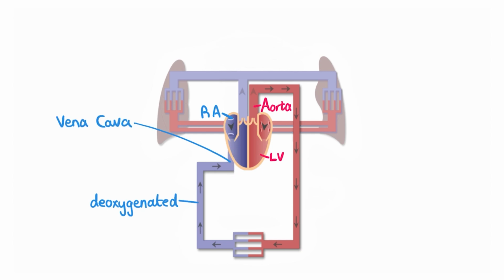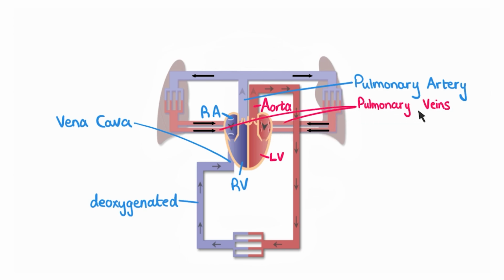From there, it will be moved into the right ventricle, which will then pump it into the pulmonary artery. The pulmonary artery will then carry this deoxygenated blood to the lungs in order to replenish its oxygen levels. From the lungs, the now oxygenated blood will be brought back to the heart by the pulmonary vein. The pulmonary vein will deliver this oxygenated blood into the left atrium of the heart. From here, this oxygenated blood will now move into the left ventricle, and now we're back where we started, ready to be pumped back into the aorta.